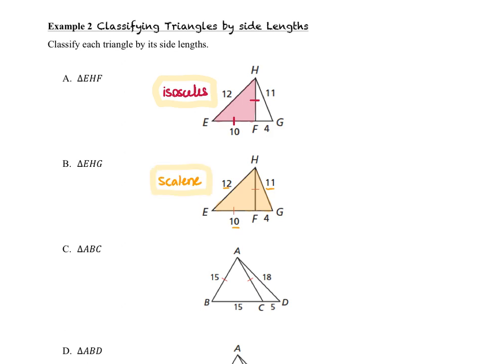Question C refers to triangle ABC. On this triangle, we can see that we have a length of 15 on one side, but we also see the tick marks telling us that the side on the right-hand side is also measuring 15. And last of all, the third side also measures 15. So we've got three side lengths of 15, making all three sides equal. So this is an equilateral triangle.